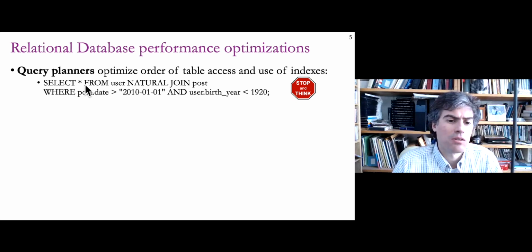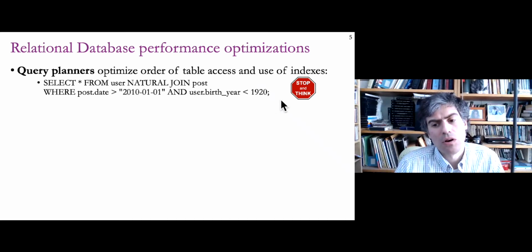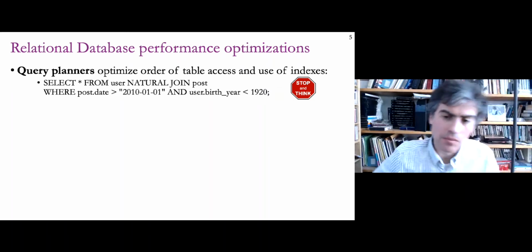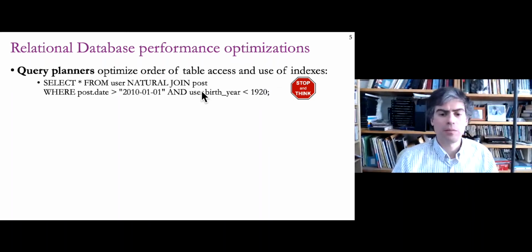What I'm trying to print out is all the posts that were made since 2010. So the post date is greater than 2010 January. And the user's birth year is less than 1920. So I want to have all the posts in the last, let's say, roughly 10 years from users who are over 100 years old today, roughly. Okay. So to do this, I need to look at both the posts and the users.